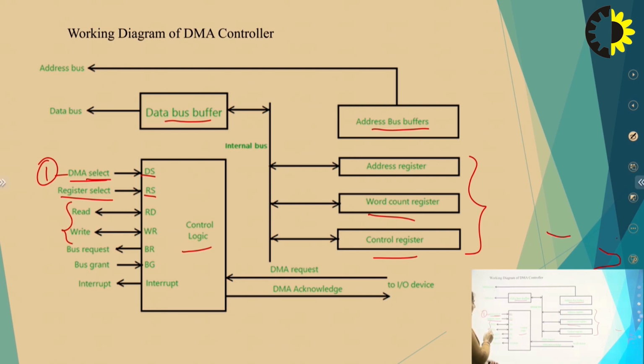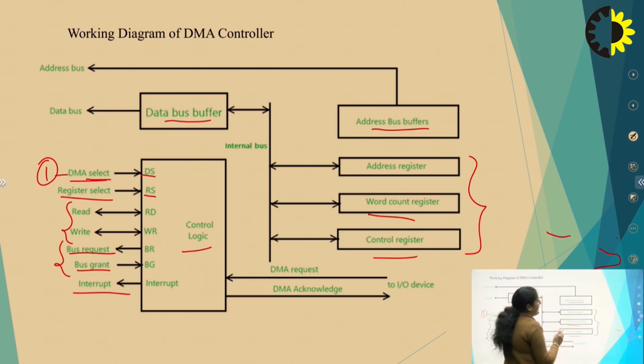Again, then we have read and write signals. Then we have bus request and bus grant. Bus request goes to the CPU to request the buses, that is data bus, address bus and control bus. When the CPU grants, the signal becomes 1 and the DMA controller will be on. There is one interrupt. Interrupt means that when all the work between the memory and the input output devices is done, all the communication is done, then there will be an interrupt, meaning the CPU can take over the system bus.